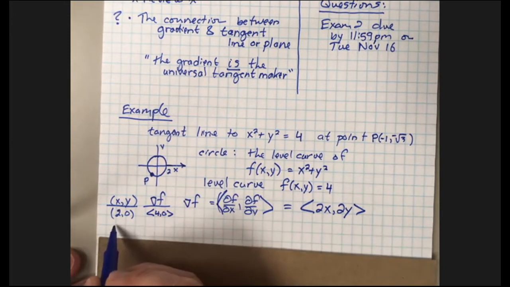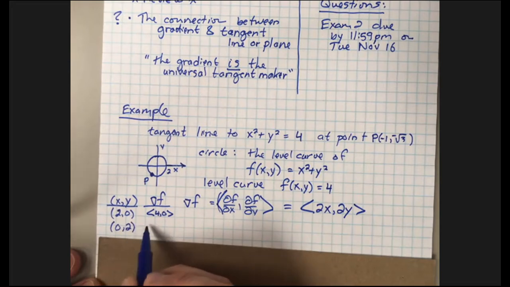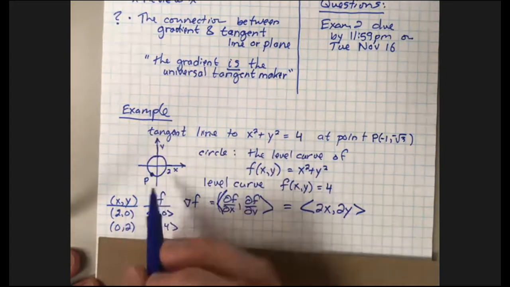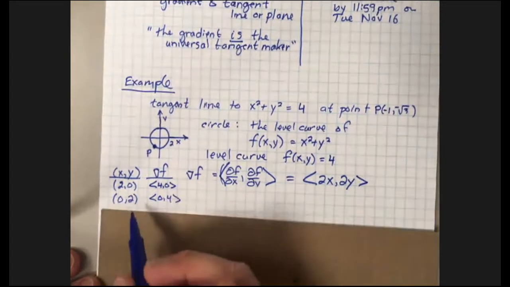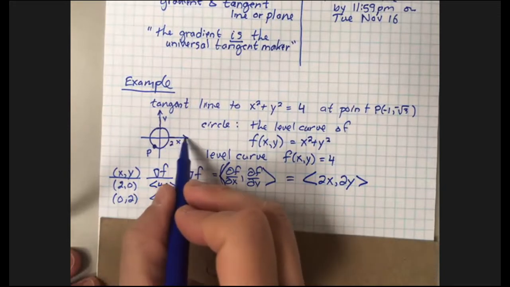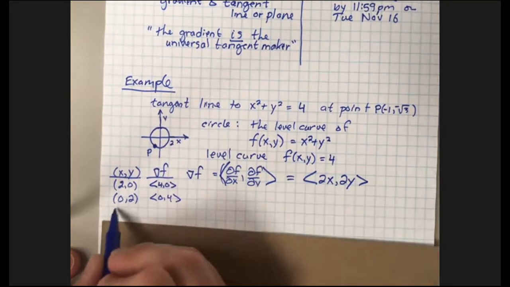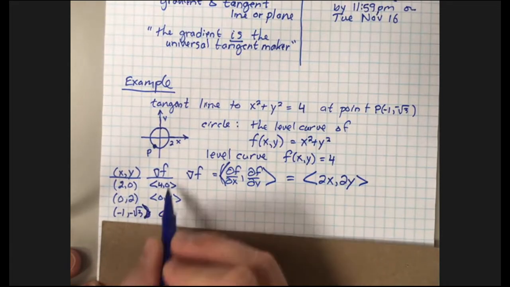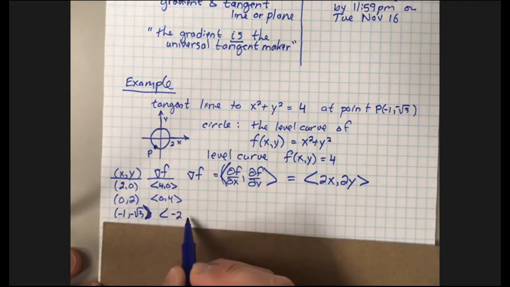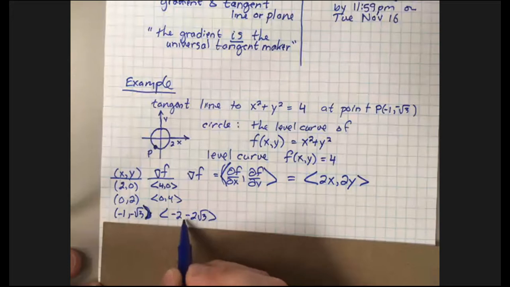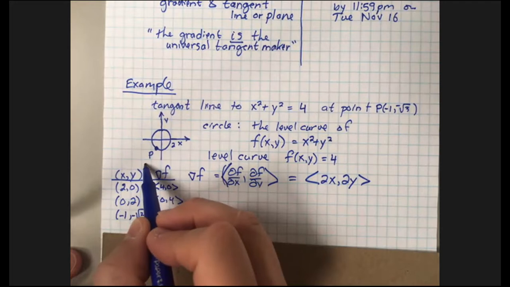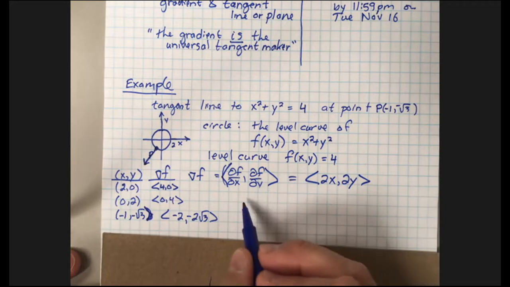Let's try the point 0, 2. And you get the vector 0, 4, which is a vector that's straight upwards. But the funny thing is, every time you check a point, the vector called the gradient is normal to the circle, even at -1, -√3. You plug that point into the gradient and you get -2 and -2√3. It's not a point, that's a vector that says go left 2 and go down 2√3. Now, I'm not trying to draw to scale, but at that point, it's normal to the circle. And now you can do the tangent line.